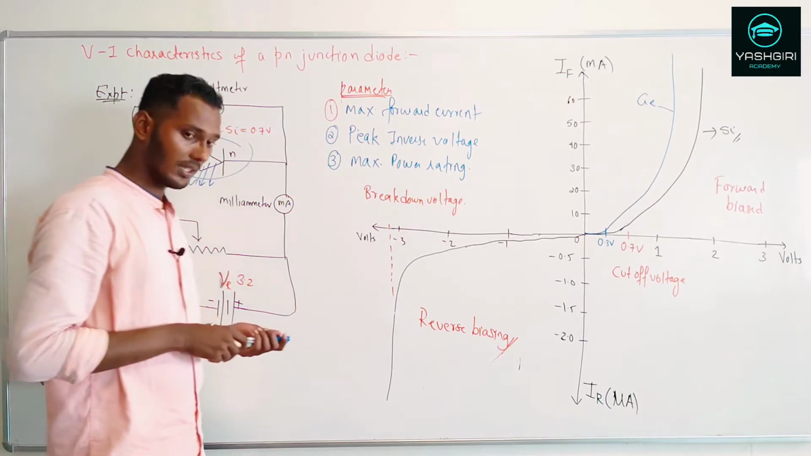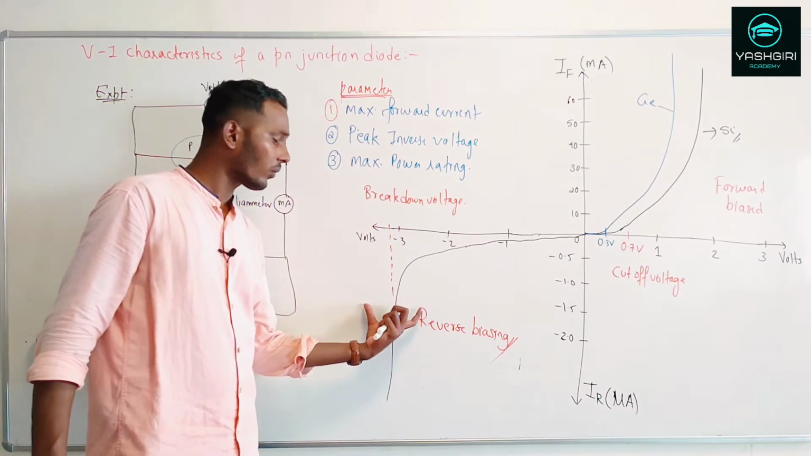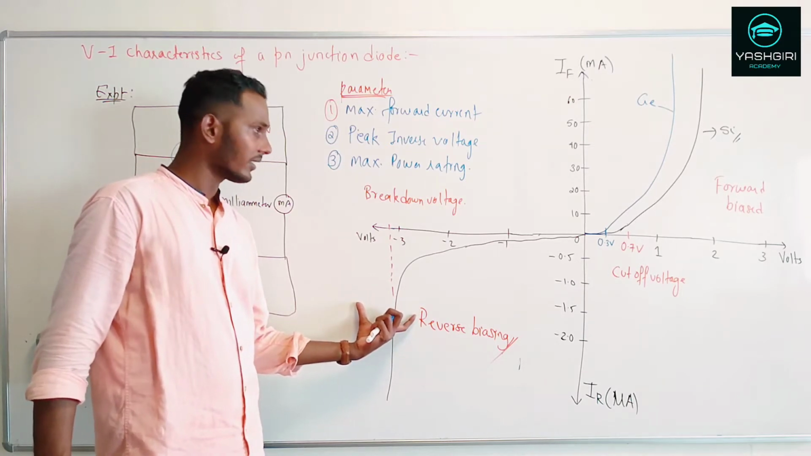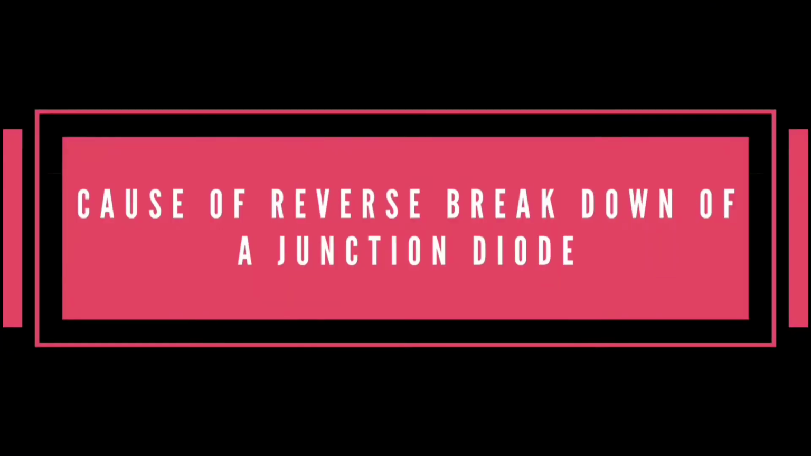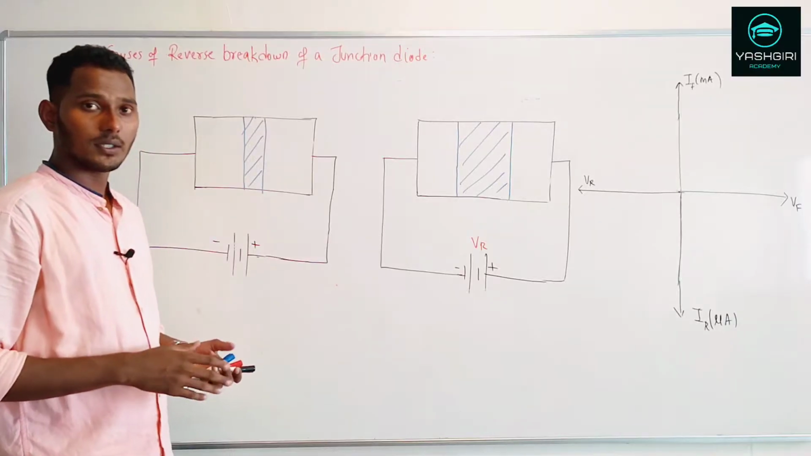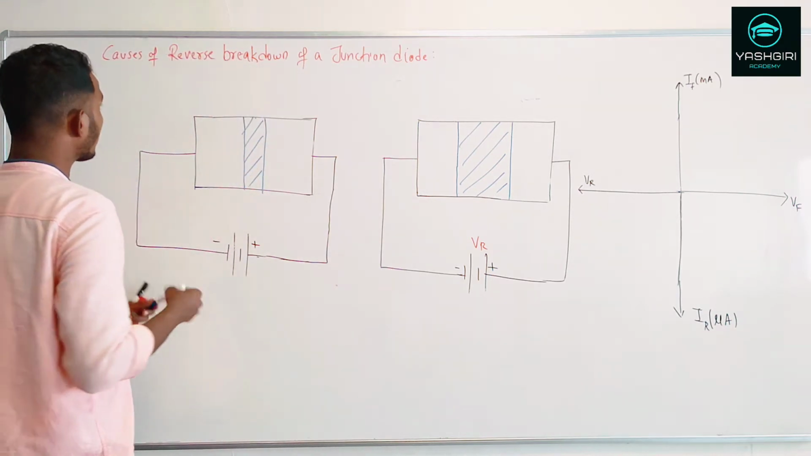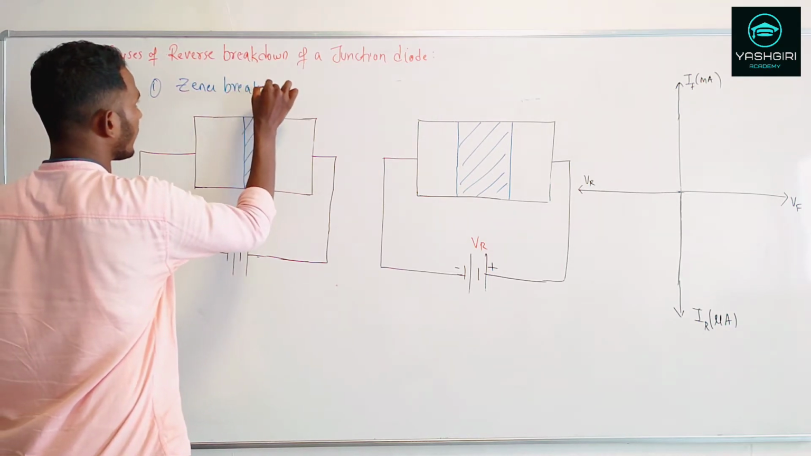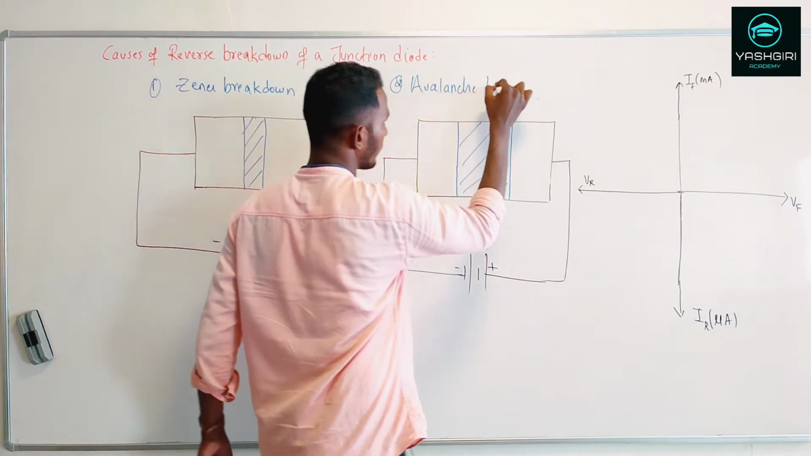Now here, the next thing we are going to look at is why this is happening. This breakdown, what you see, what are the reasons? There are two reasons. The very first one is the avalanche effect, and the second one we call the Zener effect. Now let's see the cause of the reverse breakdown in a junction diode. So we have two processes. First one, it is due to the Zener breakdown. Second is avalanche breakdown.